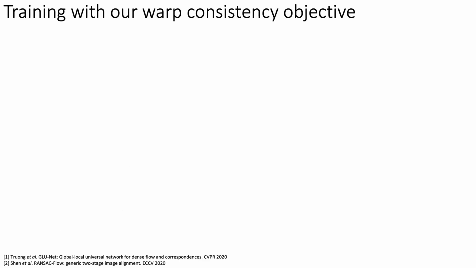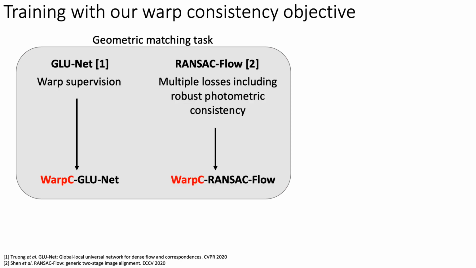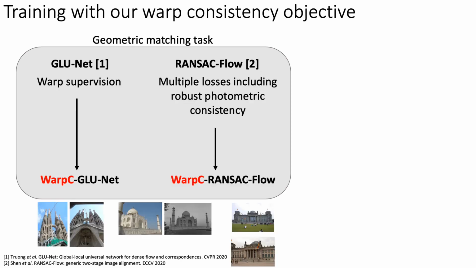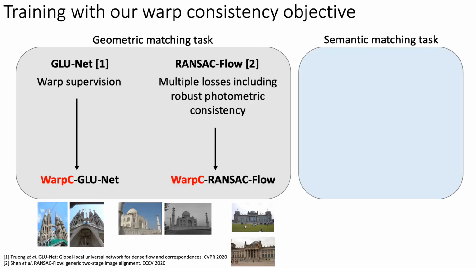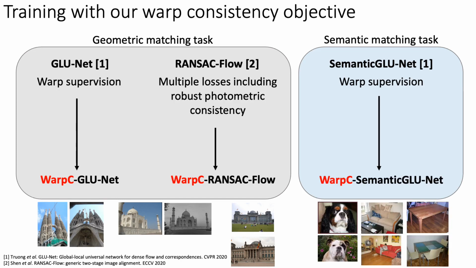We train three networks for two tasks by replacing the original network losses with our Warp consistency objective. For the geometric matching task, we train GLU-Net and RANSAC-Flow on MegaDepth images. For the semantic matching task, we train Semantic-GLU-Net instead on semantic data from the PF-Pascal dataset. So for all three networks, we obtain their Warp-C equivalent, trained with our Warp consistency objective.